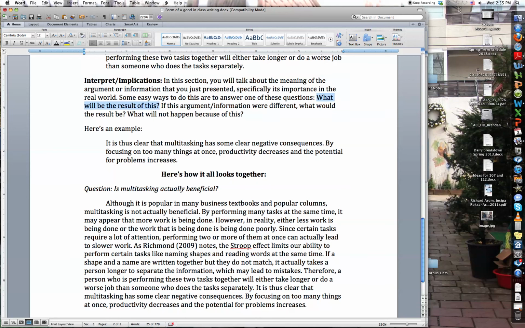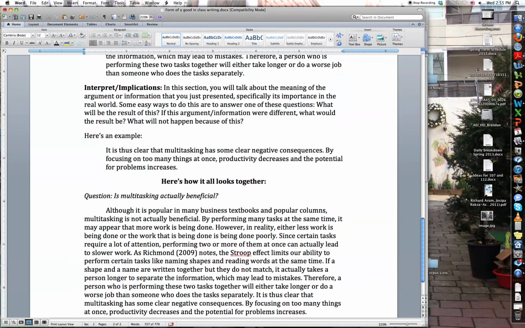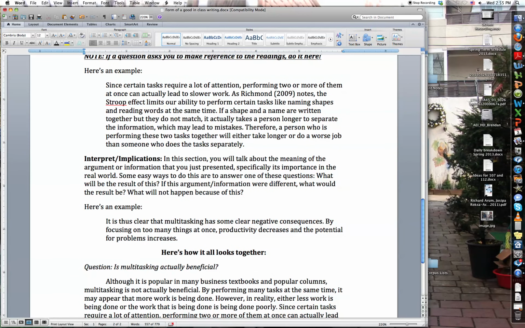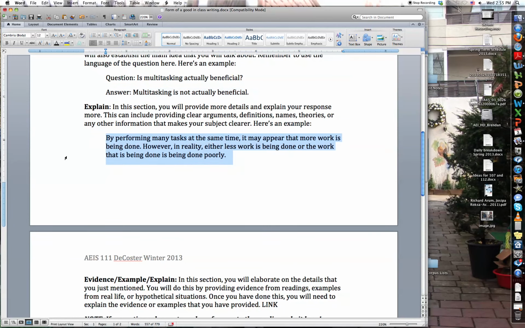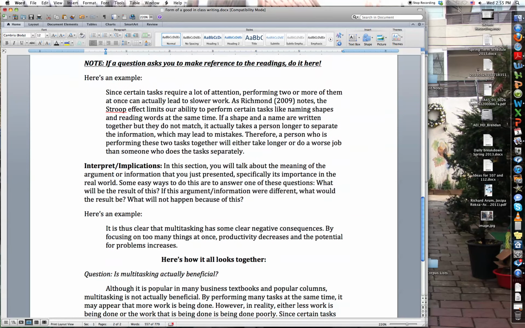What will the result of this be? If this argument or information were different, what would the result be? What will not happen because of this potentially? So here's one example of how we could do that with what we said before. Now, this was, again, talking about multitasking. Is it beneficial? No. Why? Because you don't do a good job.